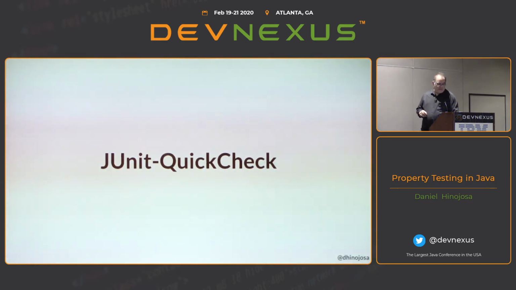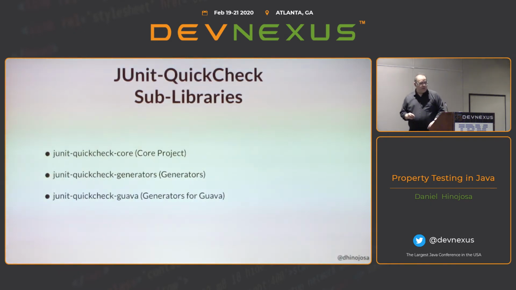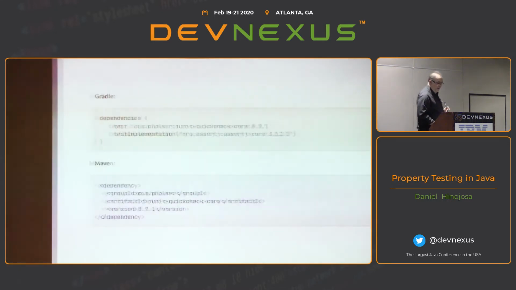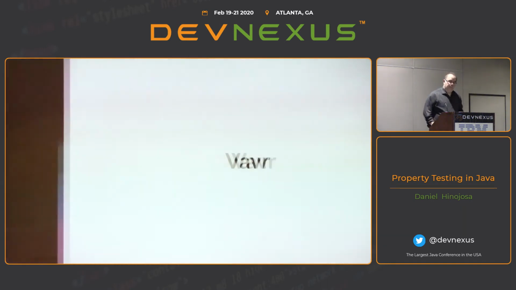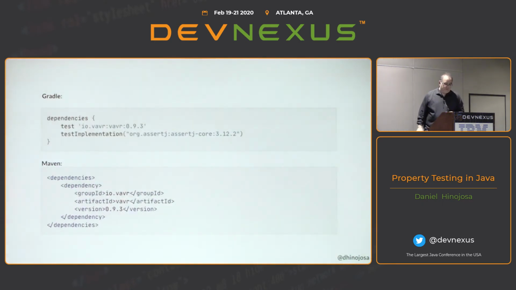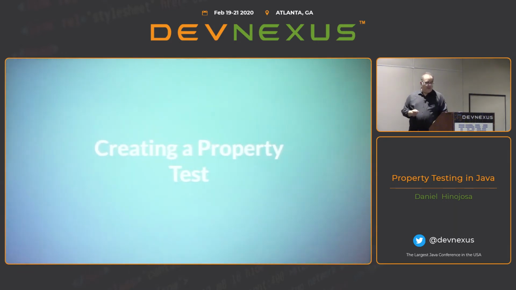So easy for Gradle and Maven. For QuickCheck, you have 3 different libraries. Usually you have to bring in core and generators to create your own generators. We'll talk about what a generator is. But pretty easy to bring in. Also bring in your own assertion library as well. And then Vavr, you just need to bring in the Vavr library and your own assertion. But you know what? I should probably make a correction on that slide. You don't actually need that, and I'll show you. So let's go through all 3.